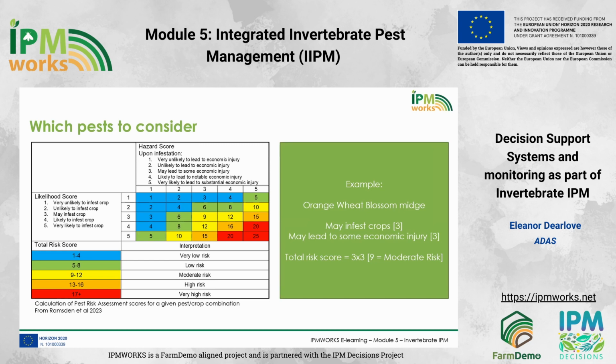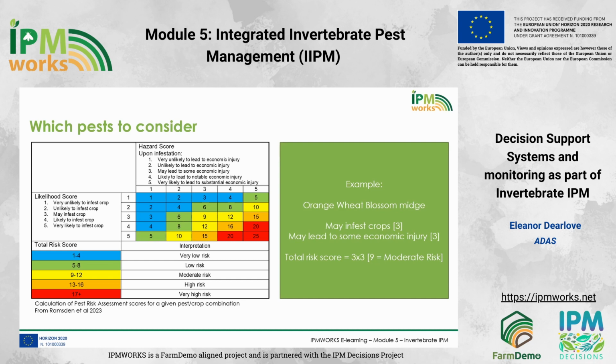Growers should have a plan in place for any pests that may infest or are likely to infest crops, and any pests that may or are likely to lead to economic injury, which is any pest with a moderate or higher overall risk score. This review process should be done annually and should be used to target selection of appropriate decision support systems and monitoring techniques for the season ahead.